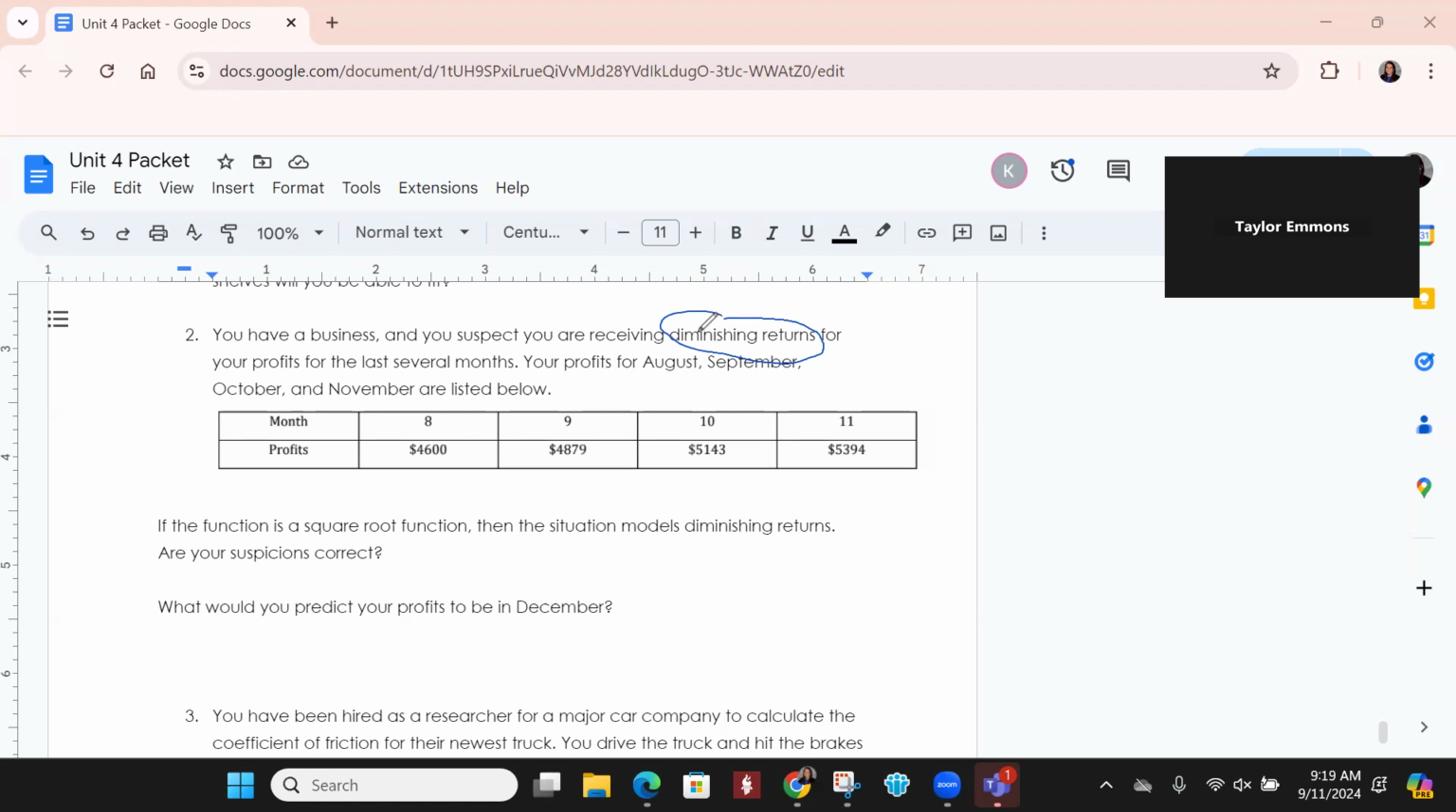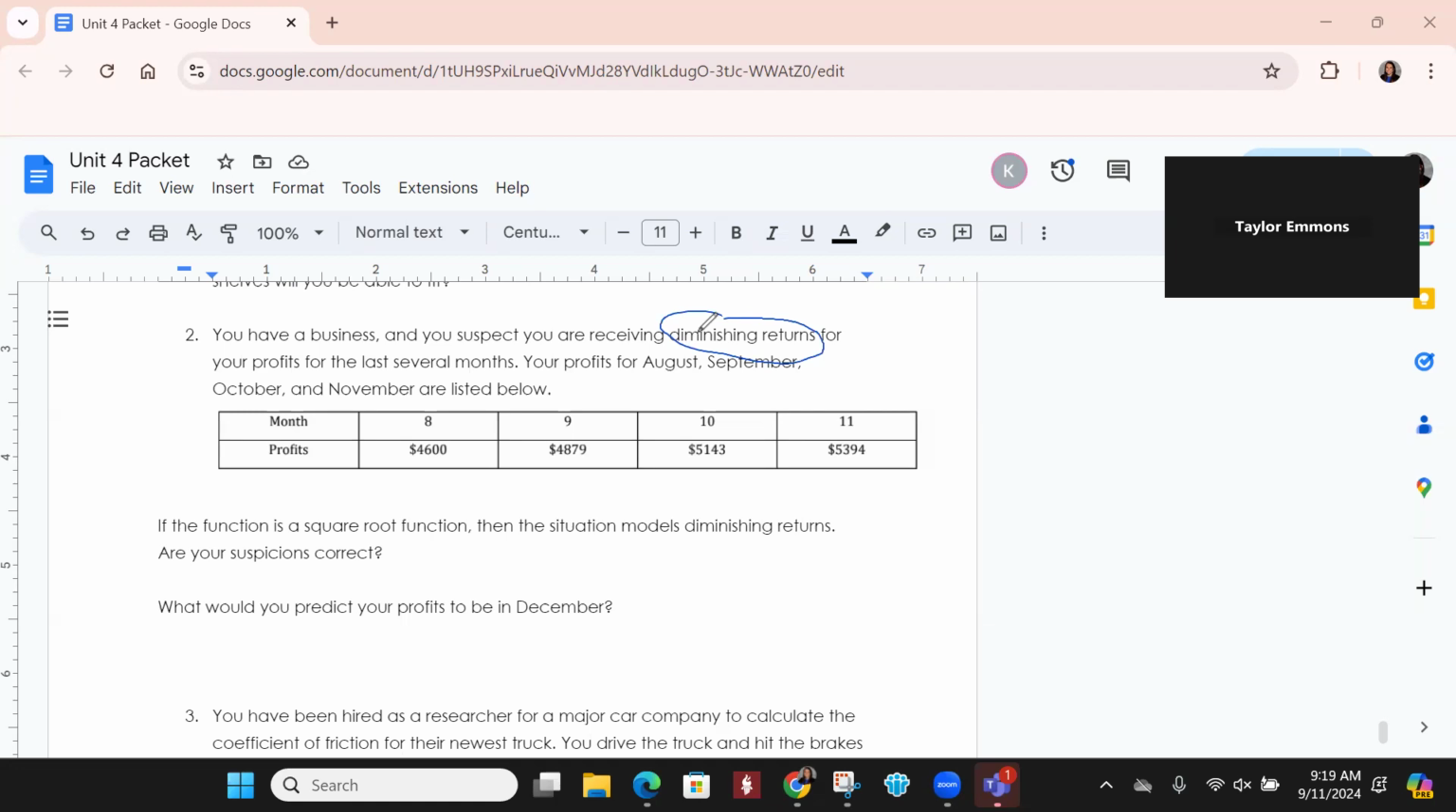No, returns means what you're getting back. You return something and they give you less money than you bought it for. No. Okay, so when we are talking about returns, that means how much money you are getting. Returns are your profits, that's how much money you're getting. If I say diminishing, that means that it's going down. You're not getting as much profit. Returns is just what we say when we're getting the money to us.